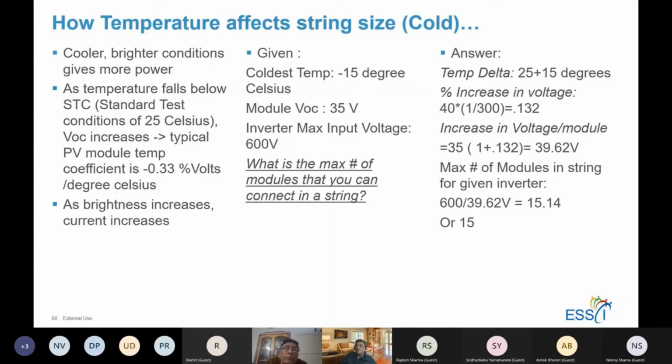You don't want to go to 16. The moment you go to 16, you will risk crossing the input voltage. So you'll select the next lower level, which is 15.